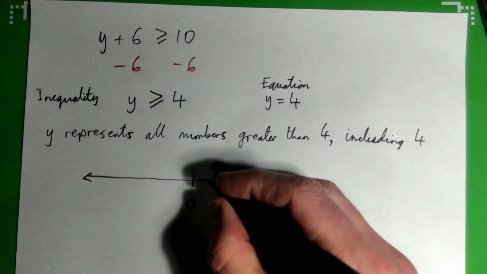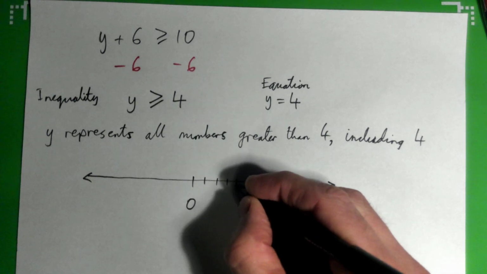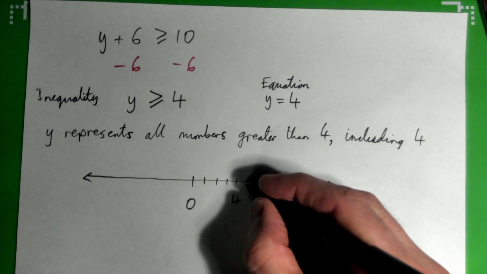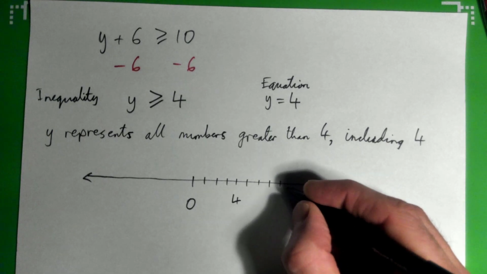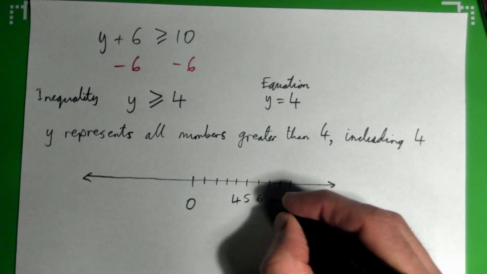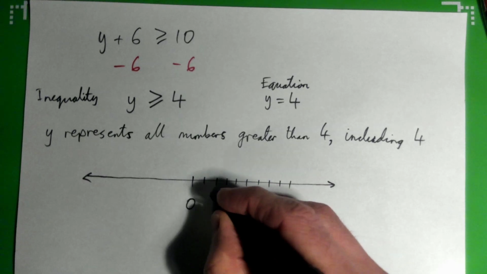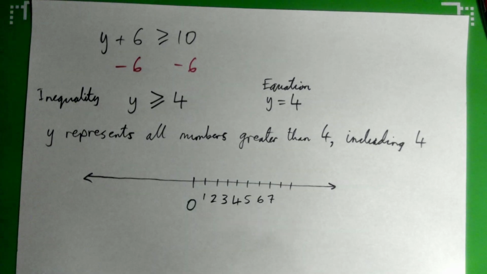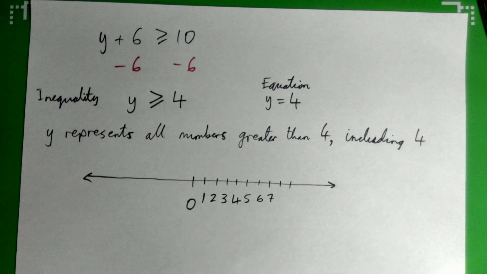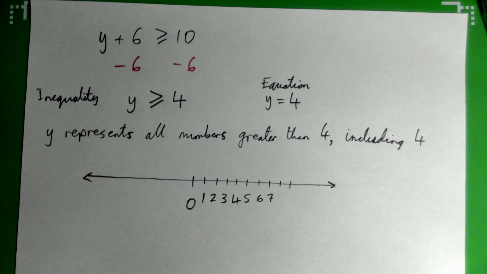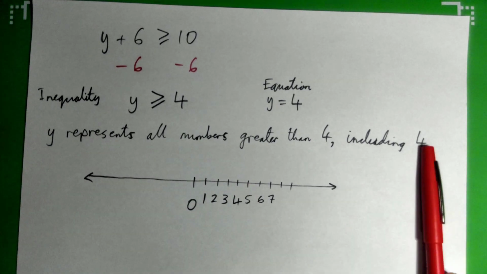Now it goes 1, 2, 3, 4. There's 4, right? 5, 6, 7, 8, 9. Here's 3, here's 2, here's 1. You can mark off some numbers on that, can't you? Are you confused so far? Is this okay? This is just a number line. Have you seen a number line before? Okay, cool. So y represents all numbers greater than 4, including 4.